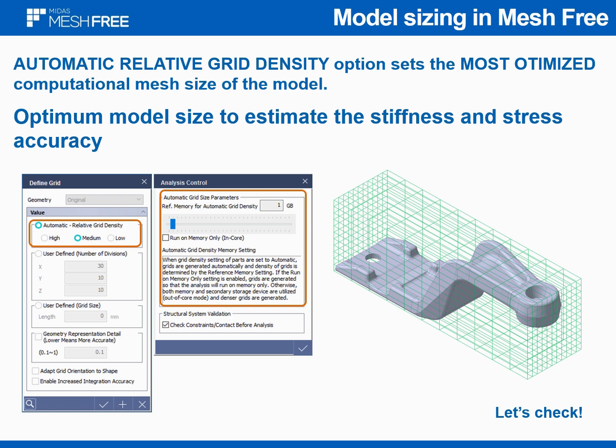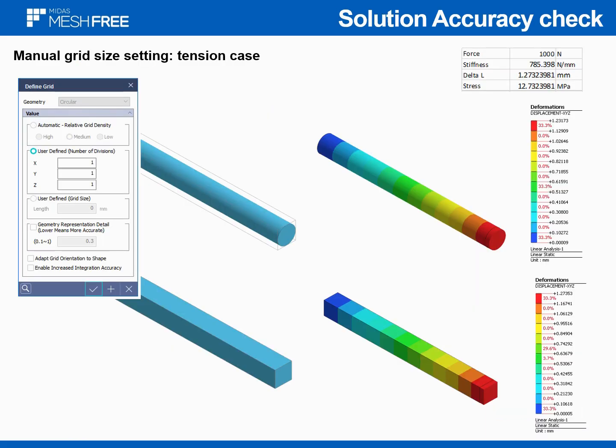Okay, so to summarize, the automatic option will generate the most optimized mesh size of the model. So please don't forget about this, since we have to estimate correct stiffness distribution and assure accurate stress distribution. This option will always set the most optimum number of blocks for your model. So let's check why it's like that.